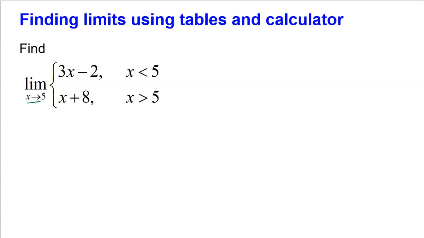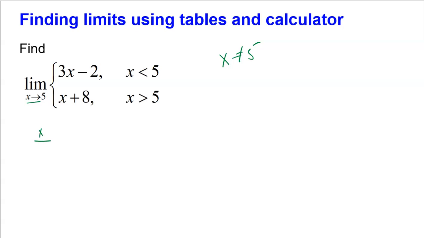And the first thing I notice is that I am actually not allowed to be 5, right? Neither one of these inequalities says less than or greater than or equal to. So I'm actually not allowed to be 5. But, you know, this is the beauty of limits, because limits don't care about what happens at 5. They care about how we get really, really close to 5. So let's get close to 5 from both sides.